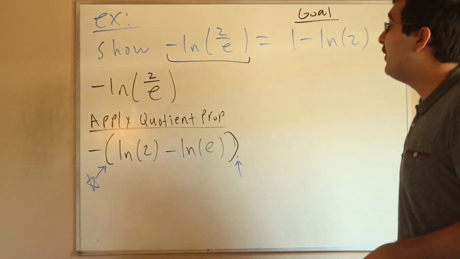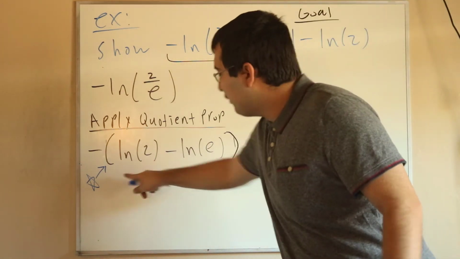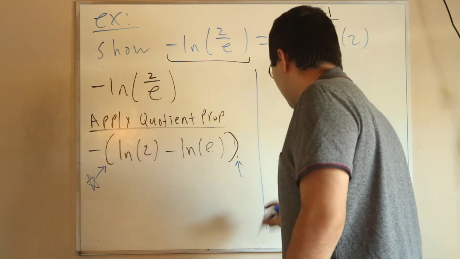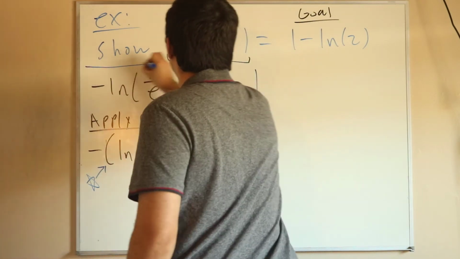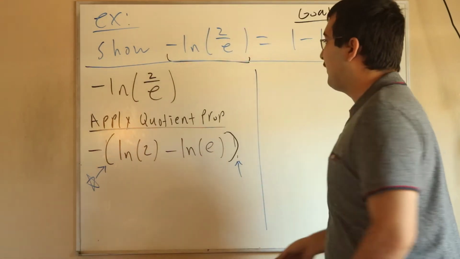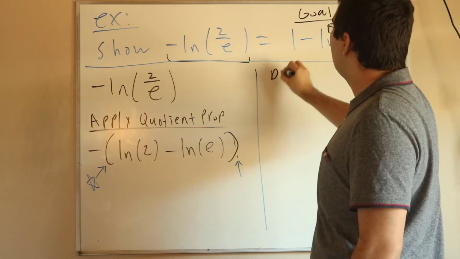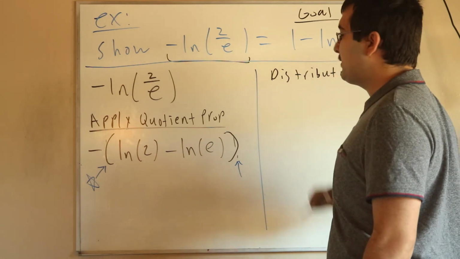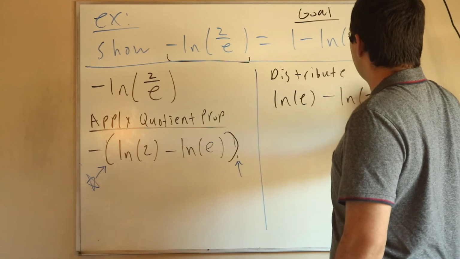So then, from there, let's get rid of these outer parentheses and distribute that negative value. If I distribute the minus, I'm going to get ln of e minus ln of 2.